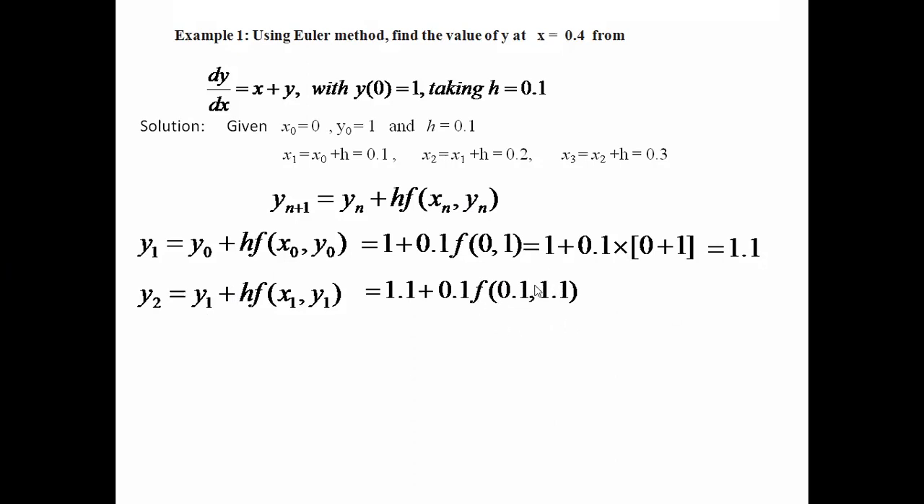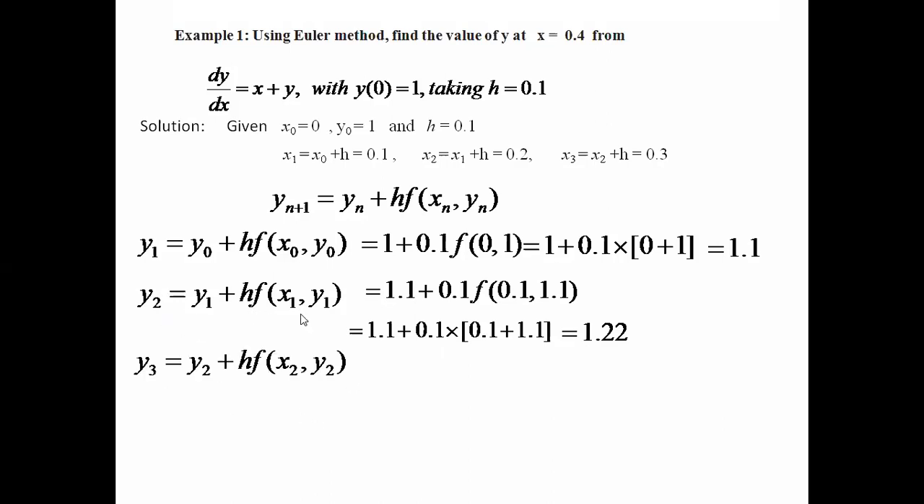So f of x comma y means this dy by dx, the slope. How is the slope obtained here? By adding the x coordinate and y coordinate. So this is 1.1 plus 0.1 into x plus y, that means 0.1 plus 1.1. Simplifying this gives the answer 1.22. So this is the solution at x equal to x2, denoted by y suffix 2.